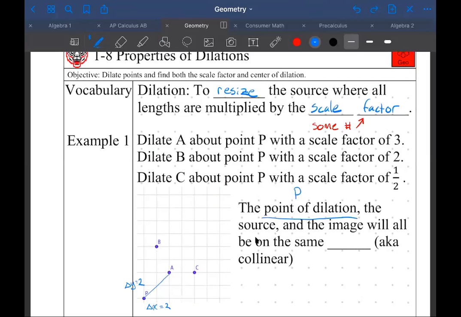Then my delta Y is 2. It's now going to be multiplied by the scale factor of 3, and it's also going to be 6. Then I count up 1, 2, 3, 4, 5, 6. And where do those two combine? Right there. So this point right here is my A prime.